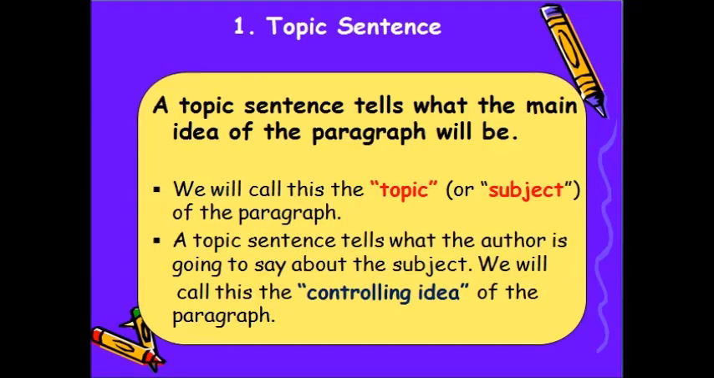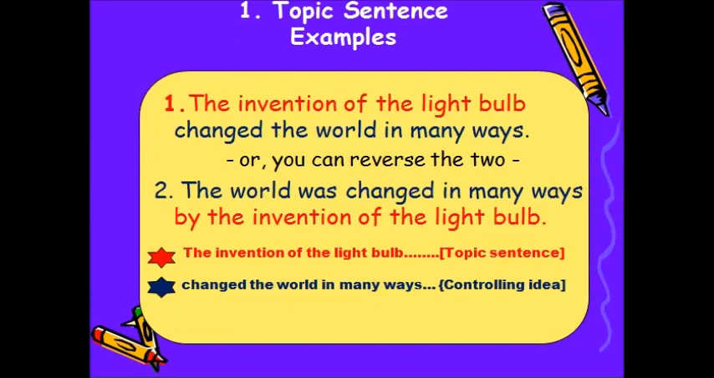Let us now discuss the topic sentence. A topic sentence tells what the main idea of a paragraph will be. We will call this the topic or the subject of the paragraph. A topic sentence tells what the author is going to say about the subject. We will call this the controlling idea of the paragraph.